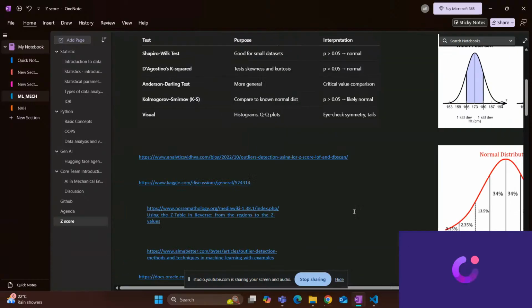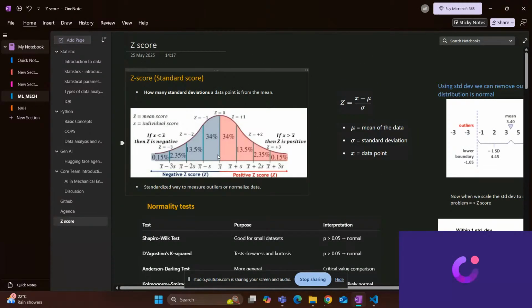That is what we see here. From the mean value, when it goes towards the positive side, it is a positive Z score value, and when it moves towards the negative side, it is a negative score value.